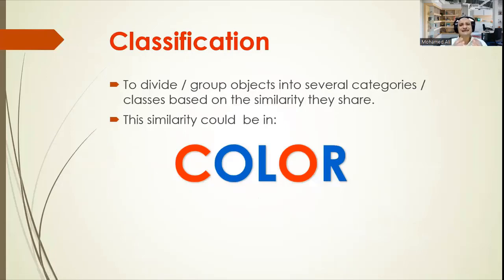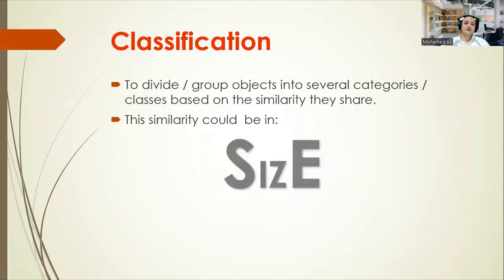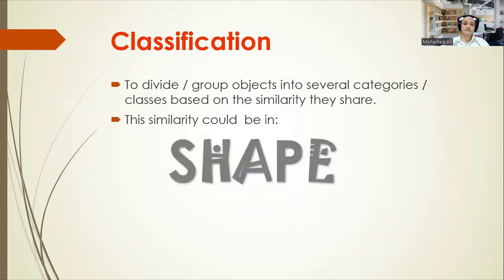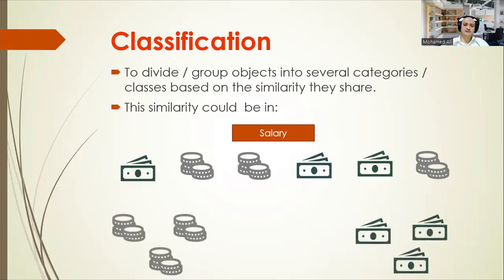So what a classification is? A classification is to group objects into several categories or classes based on the similarity they share. This similarity could be in color, could be in size, maybe in shape. Also could be in the salary each one receives. So we have highly paid and lower paid.